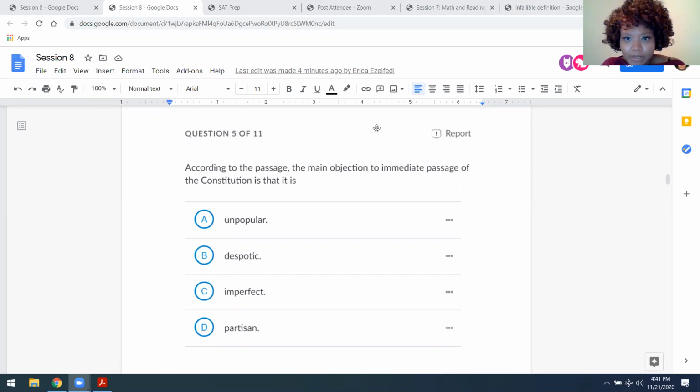I said pick C because it wasn't, you know, it wasn't A or D. I didn't know what B was. So that's fair. We know what unpopular means. We may or may not know what partisan means. Might have to add that to your vocabulary list. Partisan sounds like party, kind of political parties.